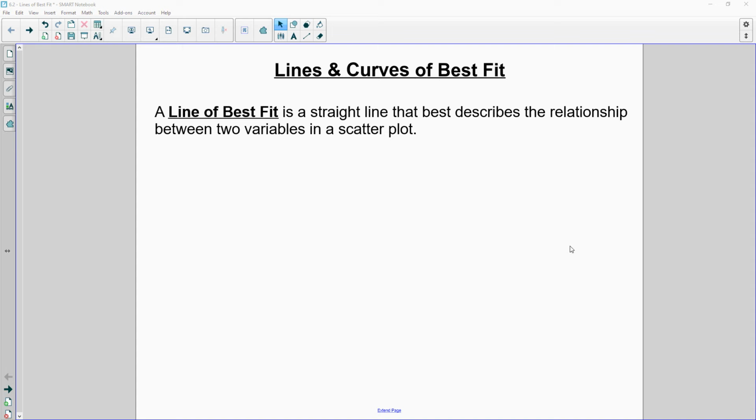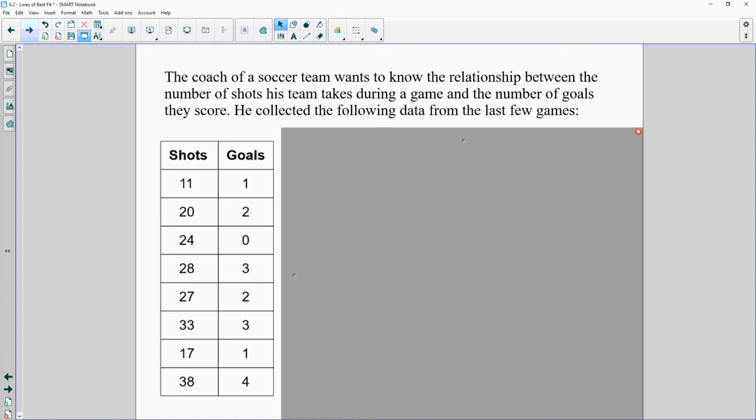So let's recall, a line of best fit is a straight line that's going to best describe the relationship or the trend that we see between two variables within a scatter plot. Now, the best way to go about one of these lessons is probably just to jump right into an example. So let's do that.